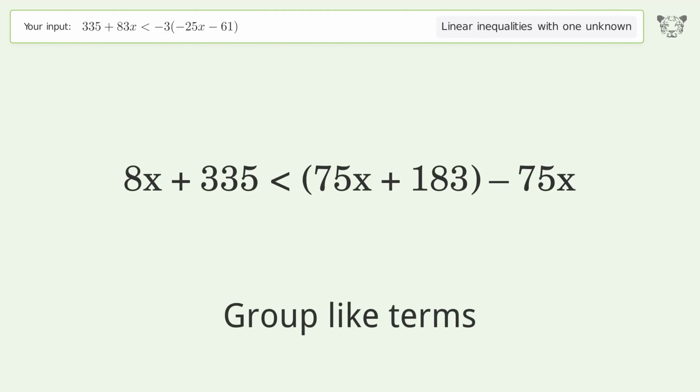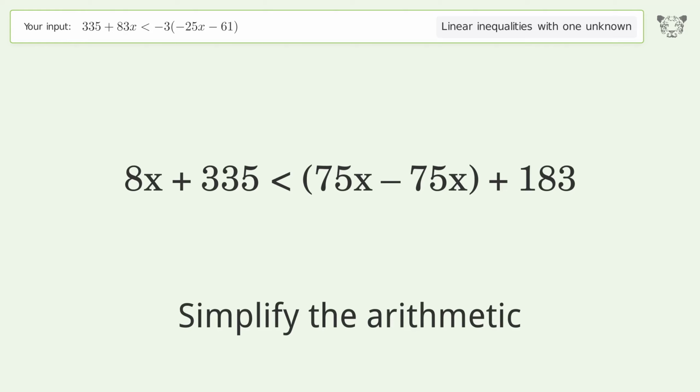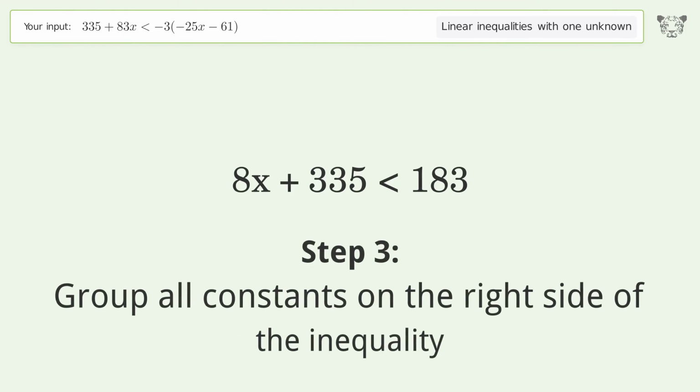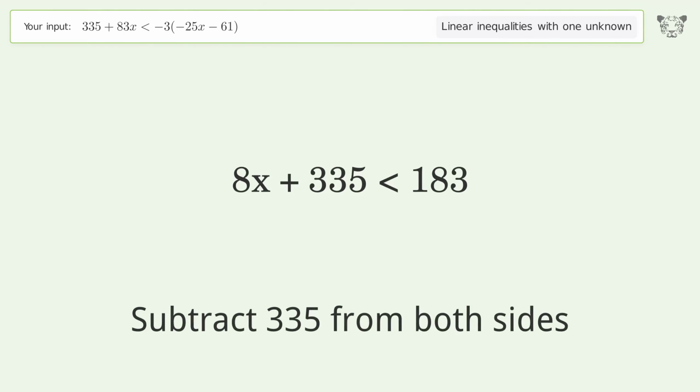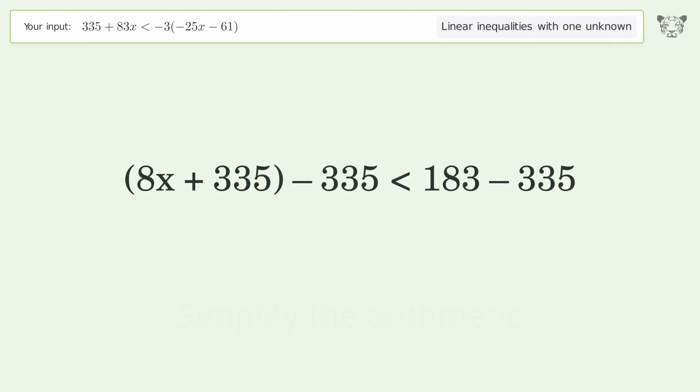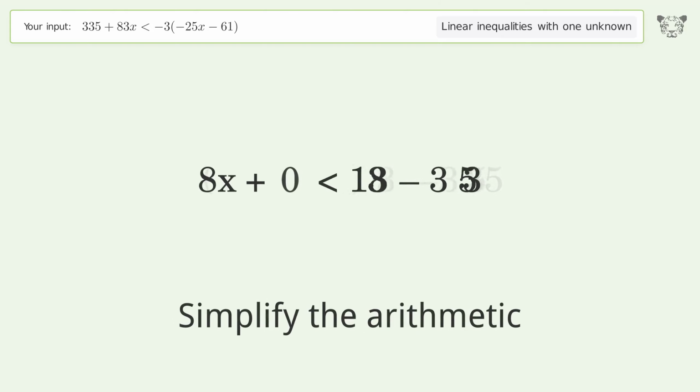Group like terms. Simplify the arithmetic. Group all constants on the right side of the inequality. Subtract 335 from both sides. Simplify the arithmetic.